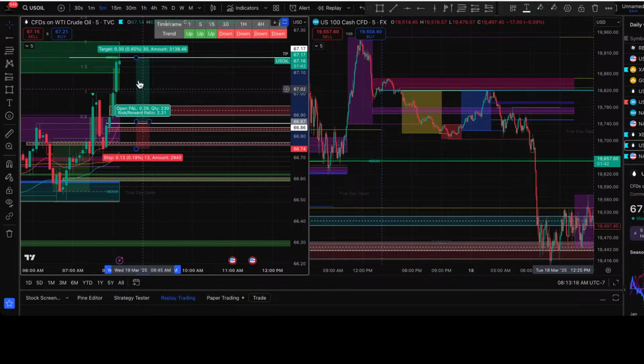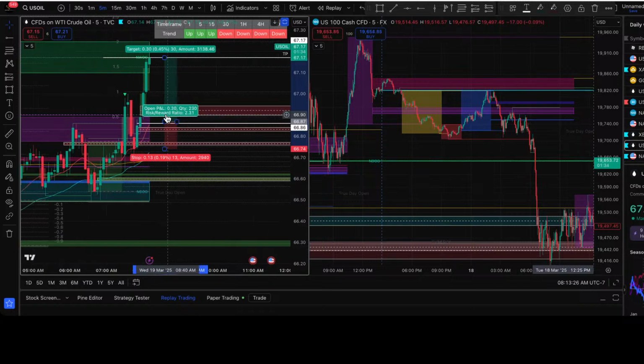So just one quick recap. This was a risk to reward of 2.31. Not my favorite, but again, you take what you can get. Could go a little higher, could be a push to 3, yes, but this was the area of interest, and it delivered right there.